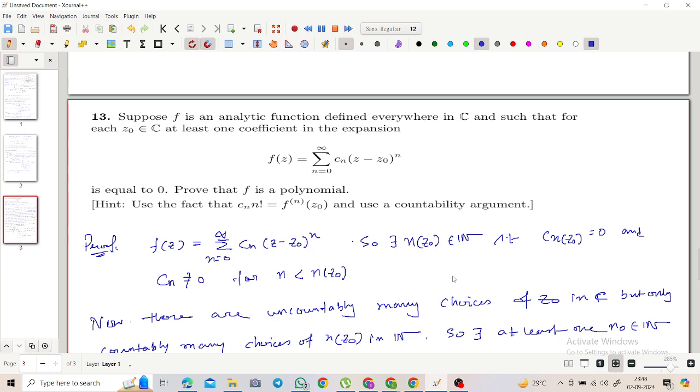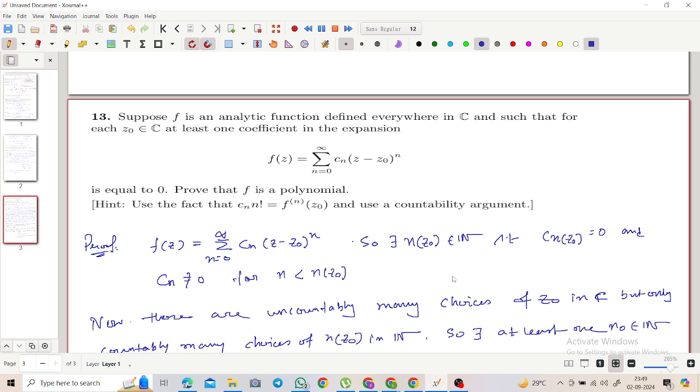First, go through the problem again. Just the statement of the problem. What does it say? Suppose f is an analytic function defined everywhere on C, and such that for each z0 belongs to C, at least one coefficient in the expansion of f(z) vanishes. So basically, they are taking the power series expansion of f around every point, and they are saying that the power series expansion actually terminates after finitely many terms for each z0, right? That's the statement. We have to prove that f is a polynomial.